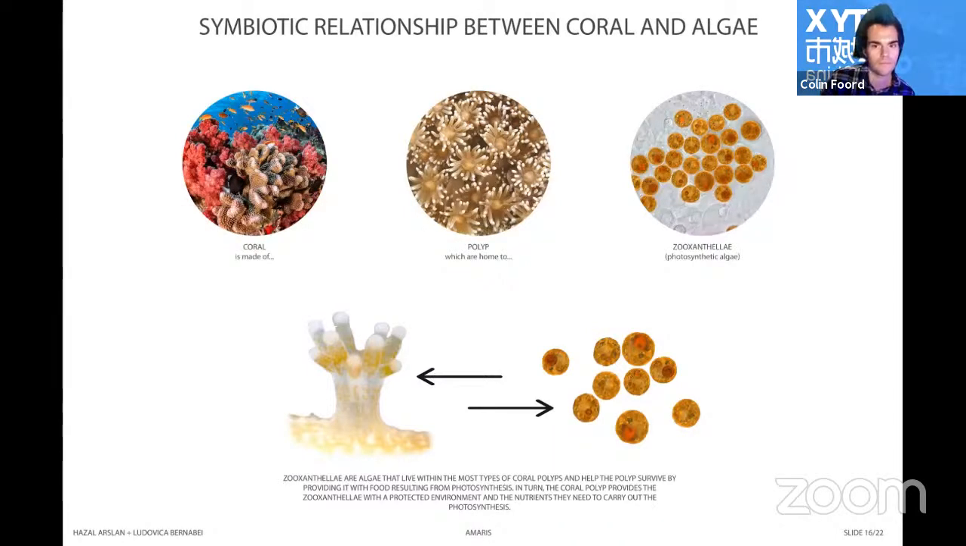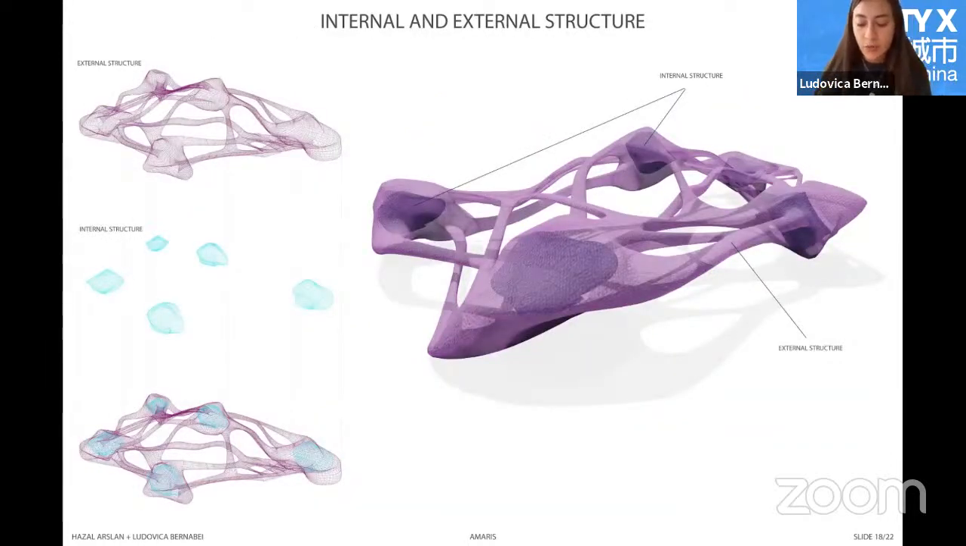In this slide, we found, while doing our research, that corals, which are made of polyps, are home to zooxanthellae, which are photosynthetic algae. What we found interesting is the symbiotic relationship between the polyp and the algae, in which the algae provides the polyp with food resulting from photosynthesis, and the polyp provides the algae with the nutrients it needs to carry out the photosynthesis. And we wanted to apply a similar concept to our project, in which there is an external structure and an internal one which interact with one another.